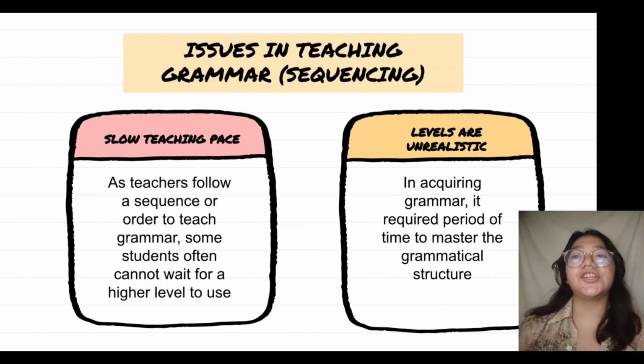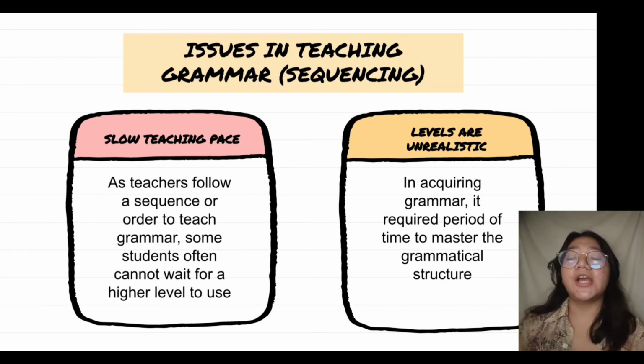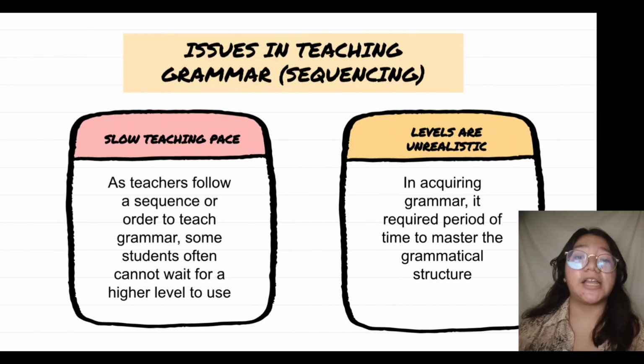So, here are other issues in teaching grammar. Number 1 is slow teaching phase. As the teacher follows a sequence or order to teach grammar, some students often cannot wait for a higher level to use. I will give an example for this.